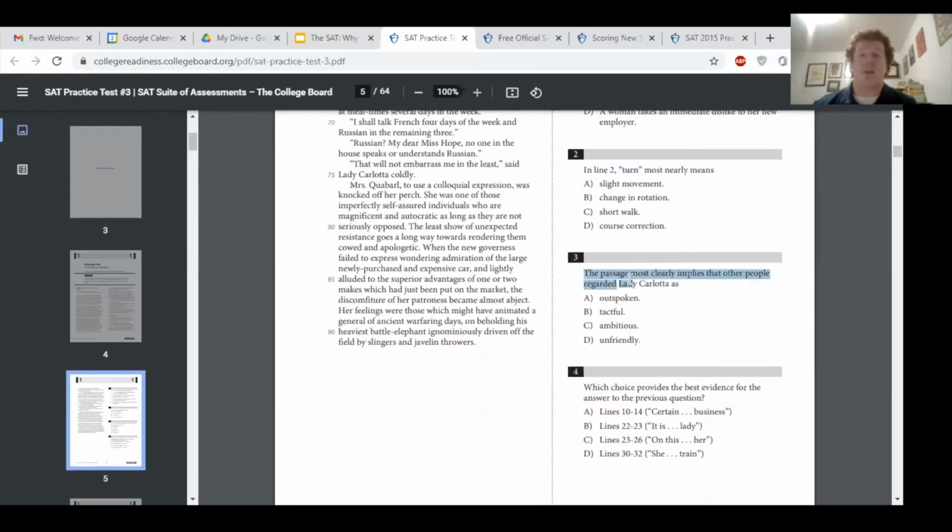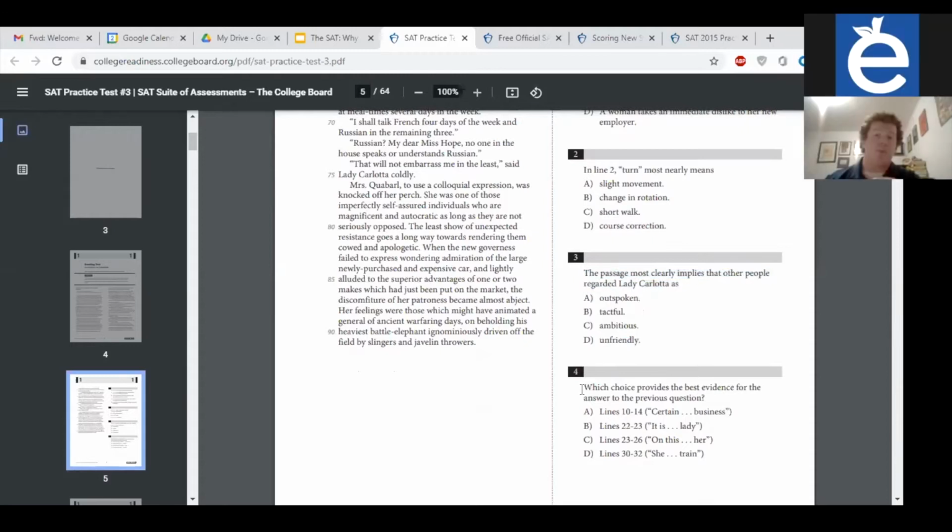Moving on to number 3. The passage most clearly implies that other people regarded Lady Carlotta as... Looking at that question, we can also see number 4 is paired with it. Which choice provides the best evidence for the answer to the previous question? When these are paired together, we never want to separate them. If we're prioritizing questions, other questions can get jumbled around in the order we do them, but 3 and 4 we always want to move together. If we do them first, if we do them last, whatever works for you, we want to do them together.